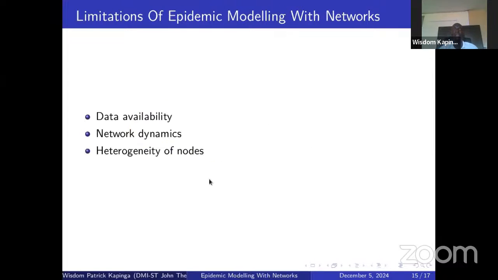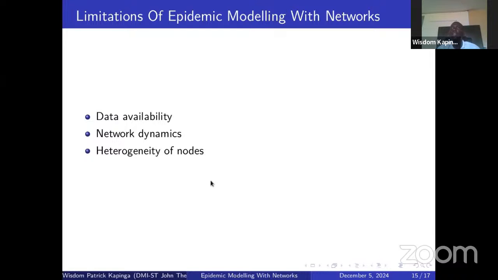So some of the limitations of epidemic modeling with networks is data variability. For example, it is very hard for you to get information on how many people every individual in a community gets into contact with. So it is very hard to get this data for you to model. And we also talk of network dynamics.